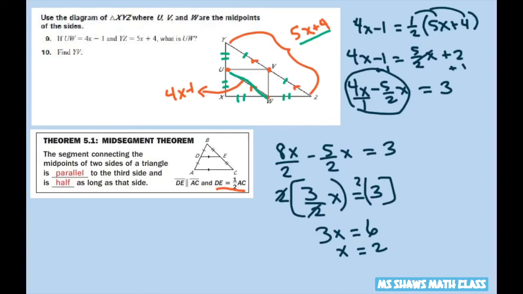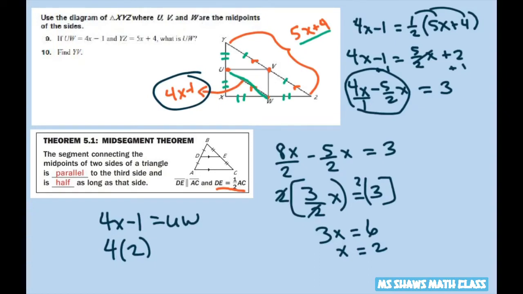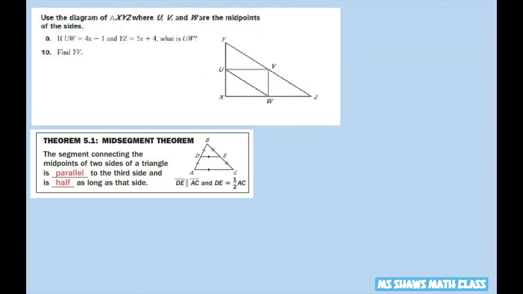Now, since x is 2, we plug it back into here to get the length of the side. So you have 4x minus 1, and substitute the x for 2. That equals your UW. So that means that equals 7. So 7 equals your UW there. So now we have to do the second problem.